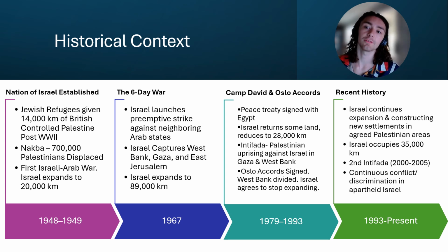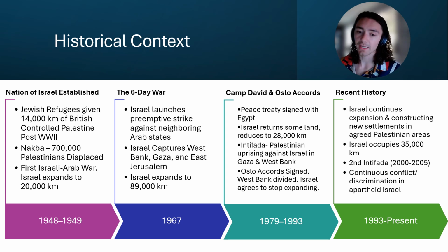And that's kind of where a lot of this conflict stems from, the Israeli expansion into Palestinian territory. That is what a lot of what's happening today stems back to. So then we have the Six-Day War in 1967, where Israel is able to capture West Bank, Gaza, and East Jerusalem after some preemptive strikes against Arab nations around them, and they expanded to 89,000.